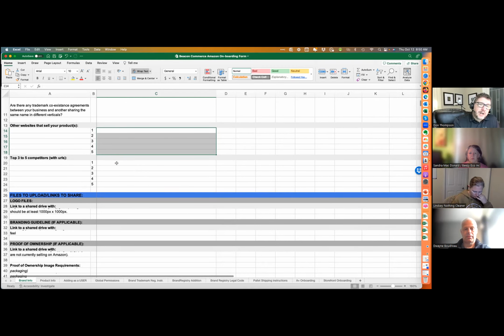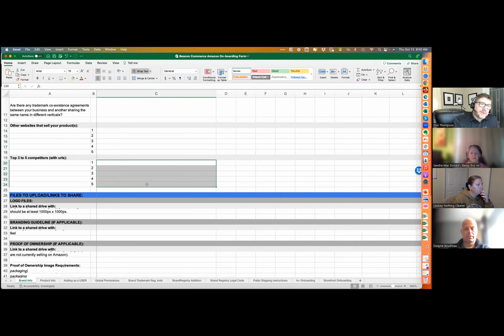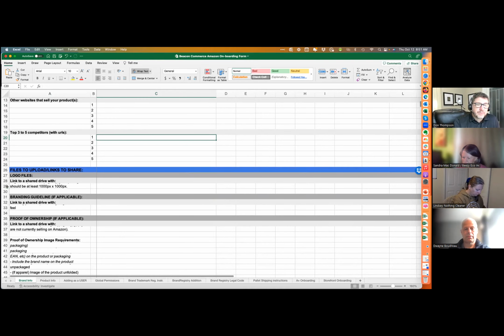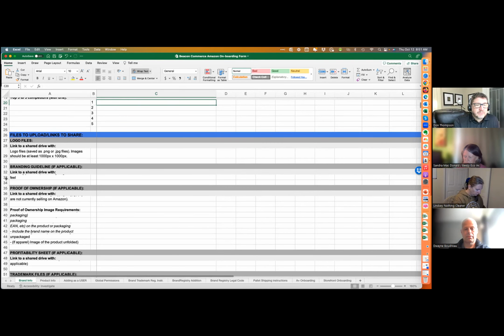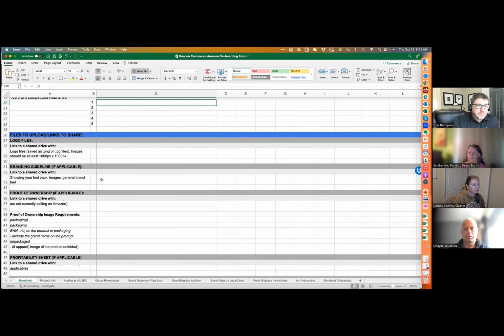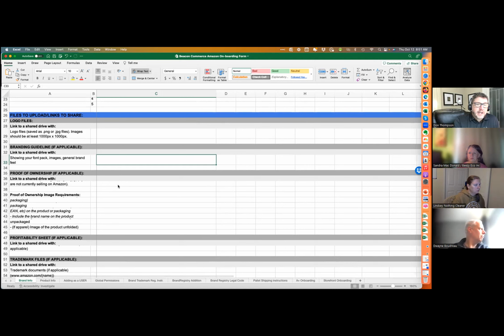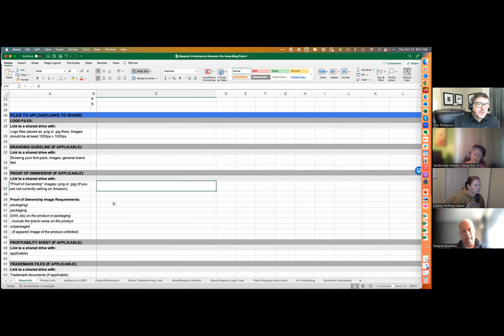Okay. And then top 3 to 5 competitors with their URLs. The reason you need this is because we can capture a ton of keyword research and things based upon that. All right. So as long as we know who the competitors are, that'll start seeding how we do keyword research. Okay. Logo files, brand guidelines, any of the stuff that you would normally have if you were developing your website, you need to be doing this on Amazon.